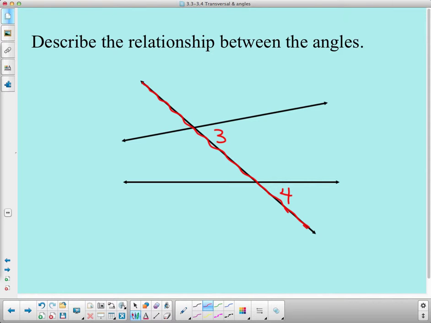When they're on the same side, let's keep tracing the angles. There's angle 3 and there's angle 4. It was corresponding angles, yep. They are in the matching positions on the intersection.